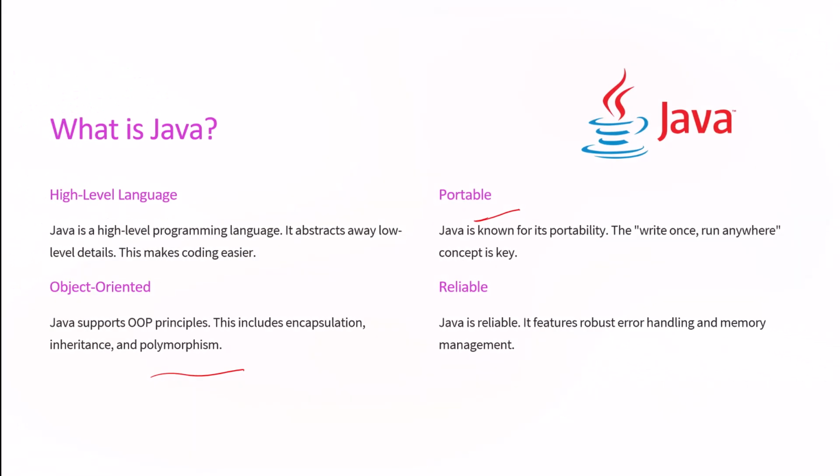We are also saying that Java is reliable. Why is it reliable? It offers robust features like error handling and memory management. As a programmer, developer, or engineer, you need to be very particular about error handling and memory management, and that is what is going to set your program apart. In terms of efficiency and speed as well, you can help your program stand out.